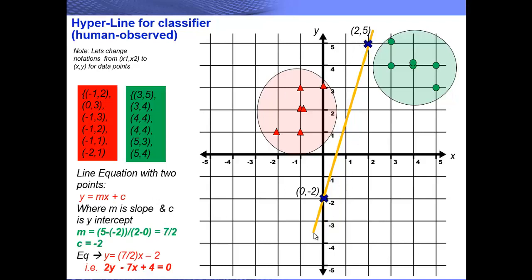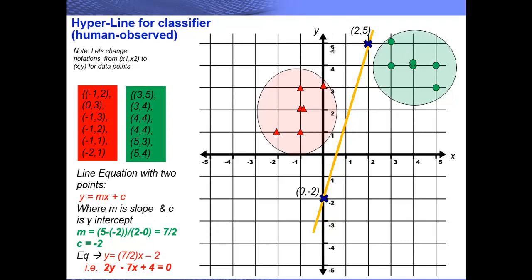And we will know why we are interested in finding the line equation, because whenever we have a line, we are going to represent it by the line equation, and then we will use that line equation for the classification purpose, which we are going to see very soon. So the line equation with two points can be given as y = mx + c, where m is the slope and c is the y-intercept of that line.